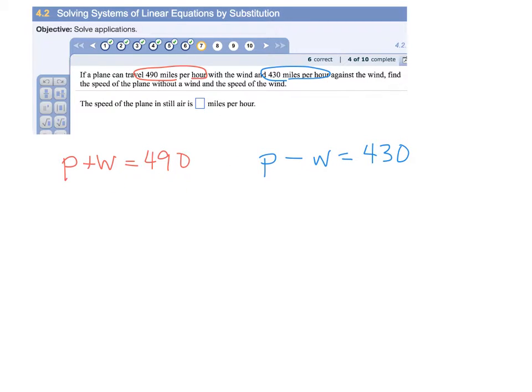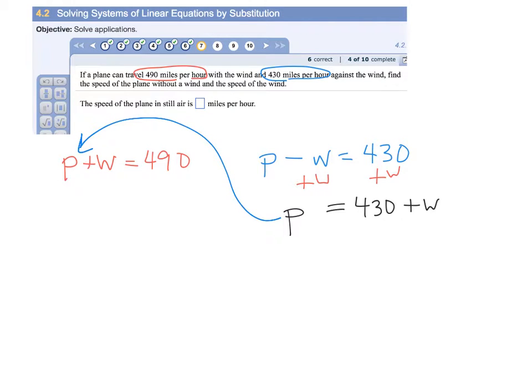So you have your two equations. It doesn't matter which one. Let's solve for one of the two variables, either P, meaning the plane speed, or W, meaning the wind speed. And I would say let's solve for P, because this one is pretty easy. So if we add W to both sides, you end up with P is equal to 430 plus W. So now that we know what P is equal to, 430 plus W, we're going to substitute it in over here.